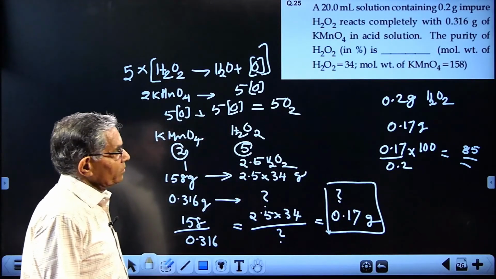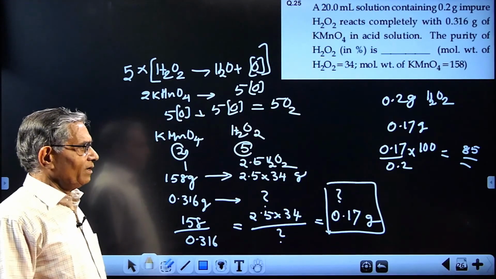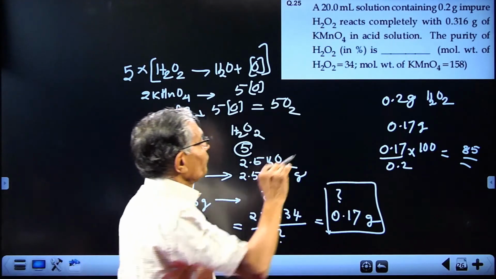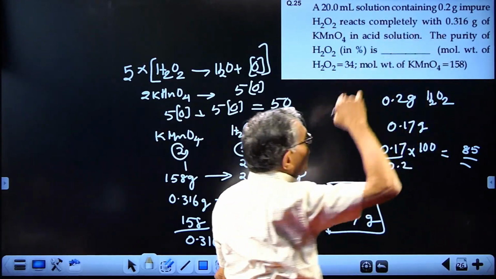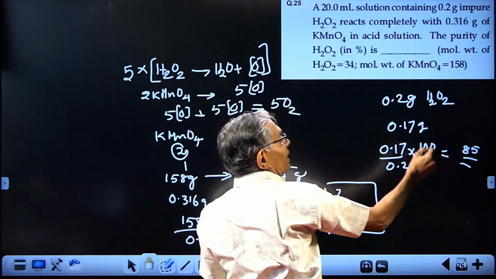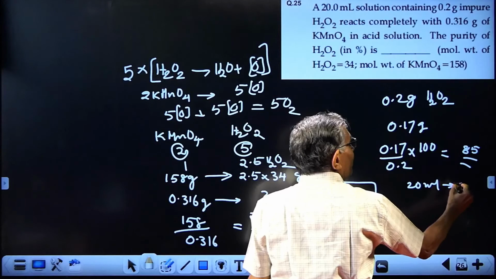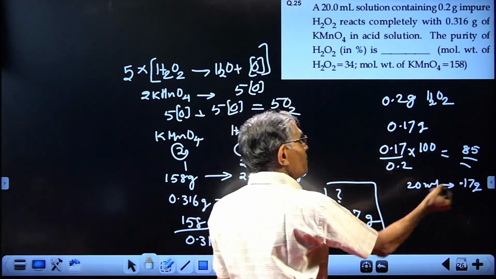So, that much regarding this paper. All questions are beautiful questions. See, there is a possibility for confusion here. Don't take it as 20 ml solution containing 0.2 gram. Actually, it is that 20 ml contains 0.17 gram. 0.17 gram is present in 20 ml. So, how much is present in 100 ml?